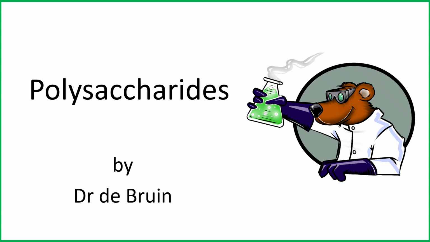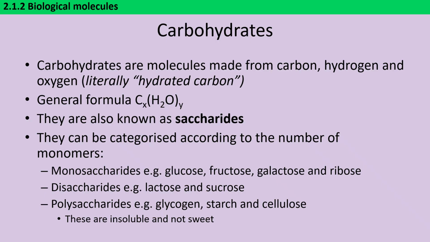This is an A-level biology video about the structure and properties of some key carbohydrates, including how monosaccharides join together to form polysaccharides. I went through this in more detail in my video about monosaccharides and disaccharides, but just to recap, carbohydrates are molecules made from carbon, hydrogen and oxygen only, with the general formula CxH2Oy, where x and y can be the same number but they can also be different numbers.